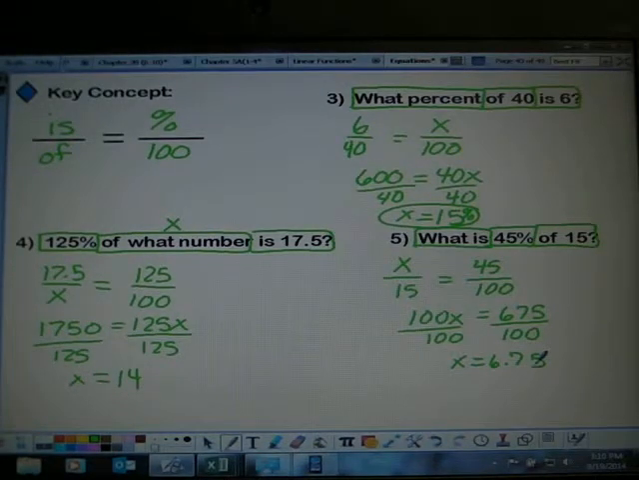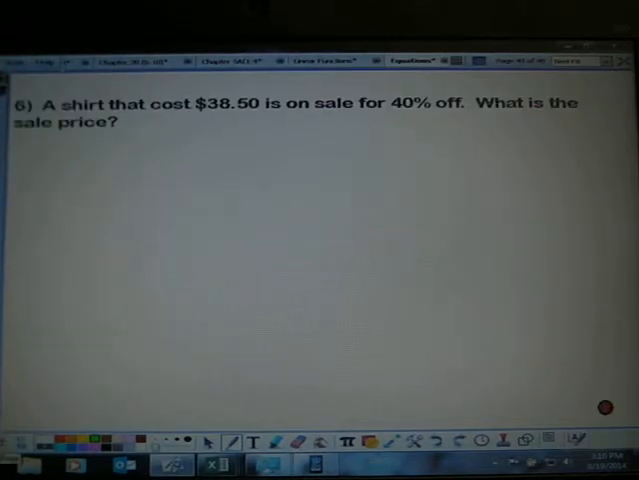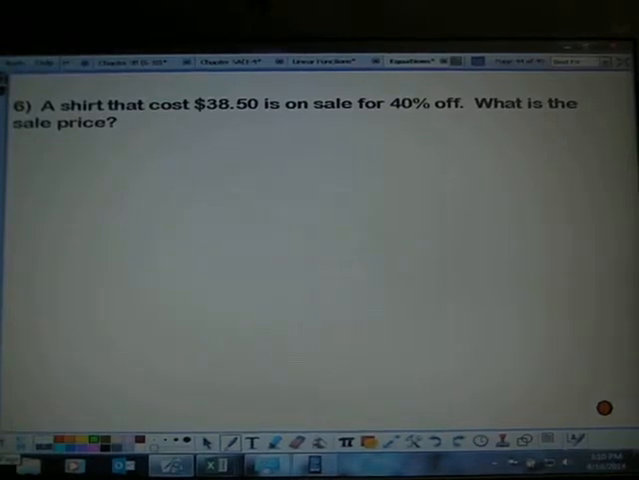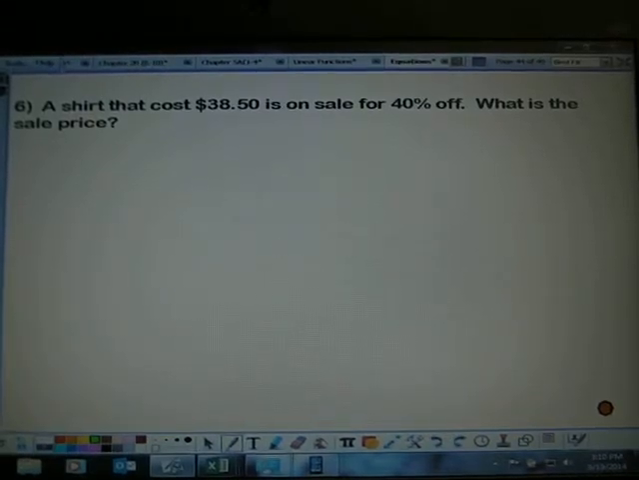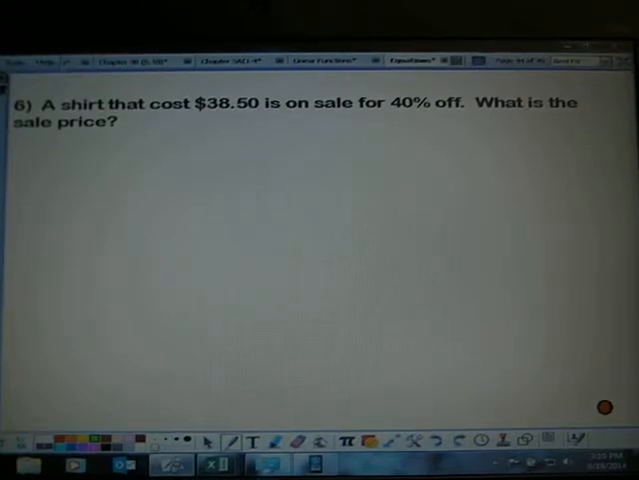Now we can still use this concept when we see a word problem. A shirt that costs $38.50 is on sale for 40% off. What is the price? What is the sale price? So the shirt costs $38.50, on sale for 40% off.